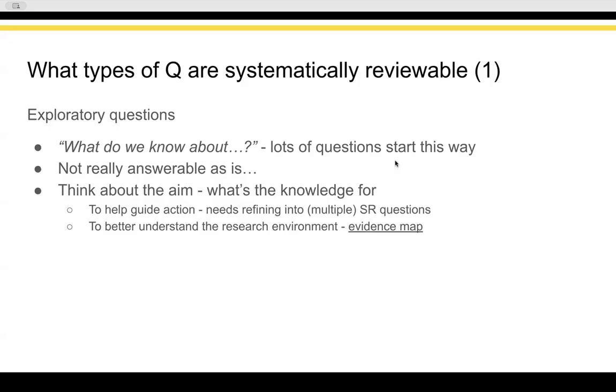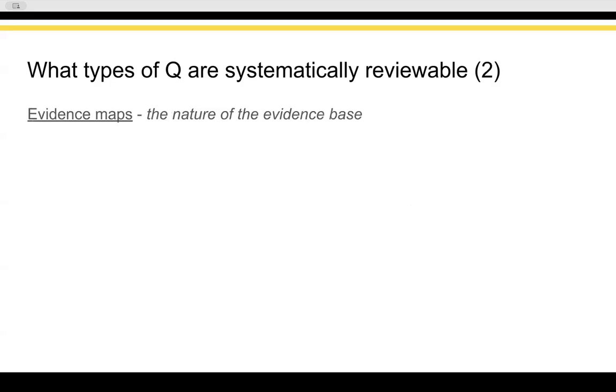If we're more interested in understanding what's been done, where, and how, understanding the nature of the research environment, the evidence base, that's an evidence mapping question. And it may be that we start out with a map to understand the broader evidence and then go on to systematic reviews. But understanding the objective is really key to plotting out your review question.